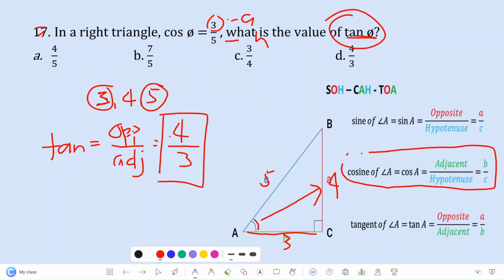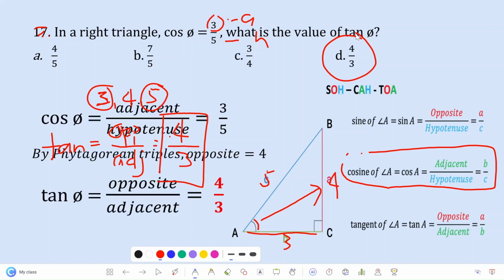At this answer corresponds to letter D, which is 4 over 3. Ganyan po ang solution sa ating item number 2. Let's go to our item number 3.